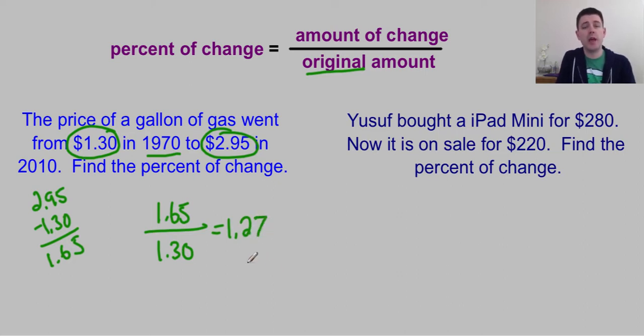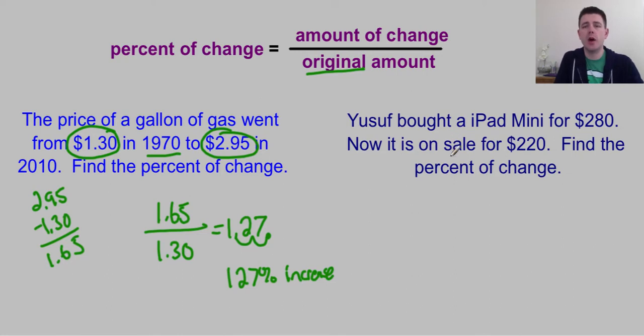But we want it to be a percent. So this is the decimal form. We need to turn it into a percent. So we simply slide our decimal spot over 2 spots. And we get 127% of a change. And this is an increase. So we say 127% increase because the amount went up over time. So let's try another one.